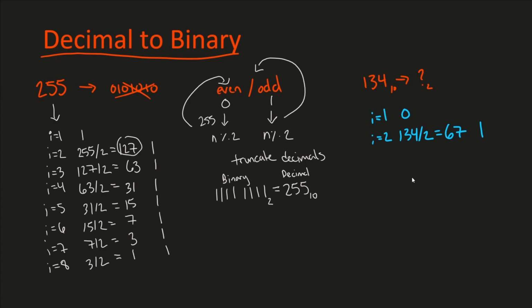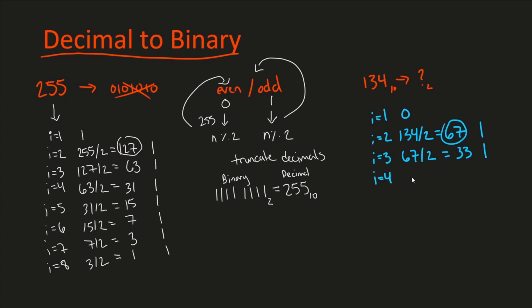Now again, we divide by 2. So we take this number and let's divide it by 2 in our third iteration. So 67 divided by 2 is equal to 33.5. Drop the decimal and let's call it 33. 33 is again an odd number. So we're going to put a 1 and continue on.